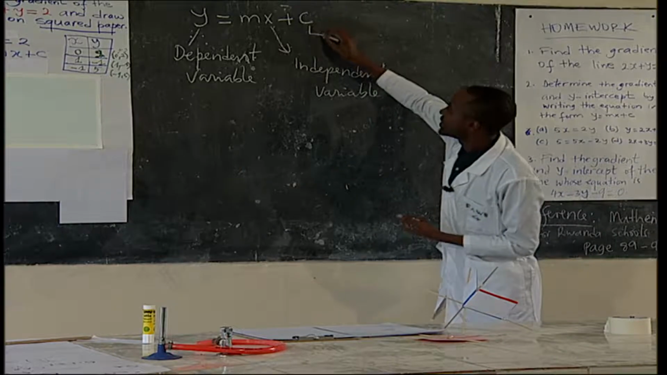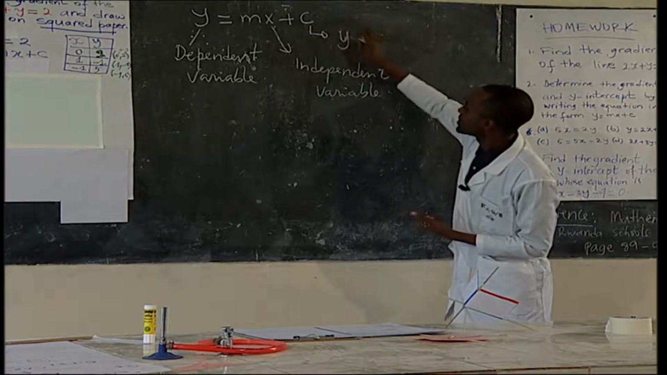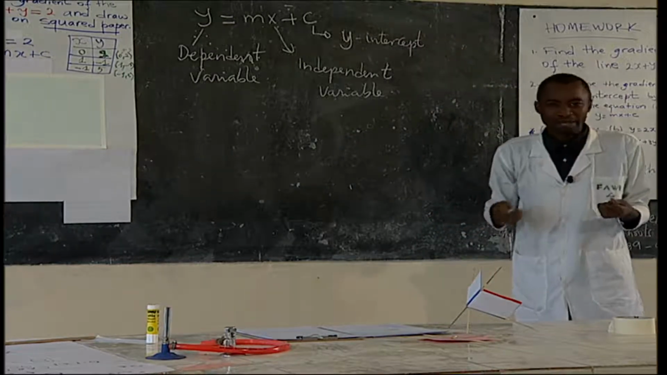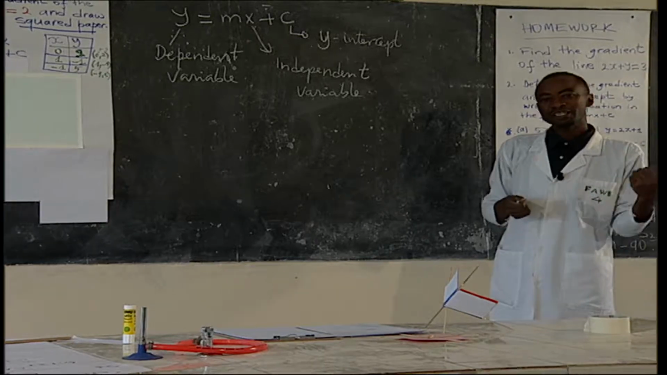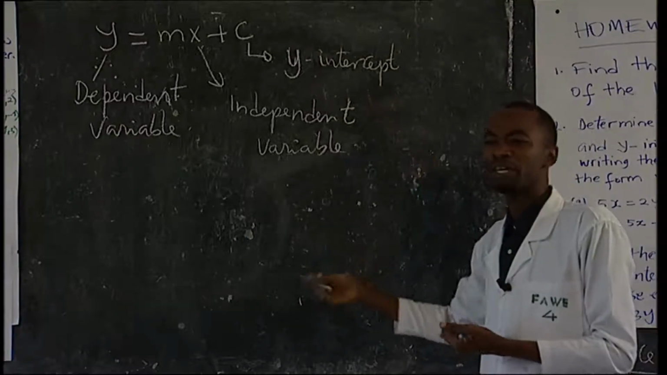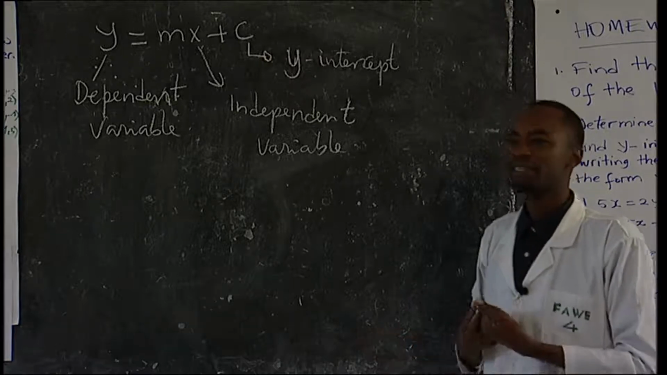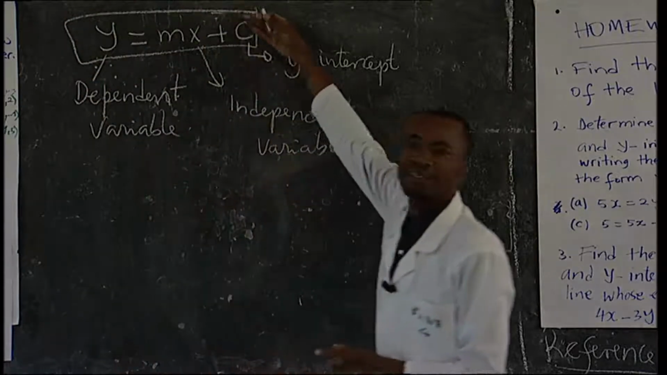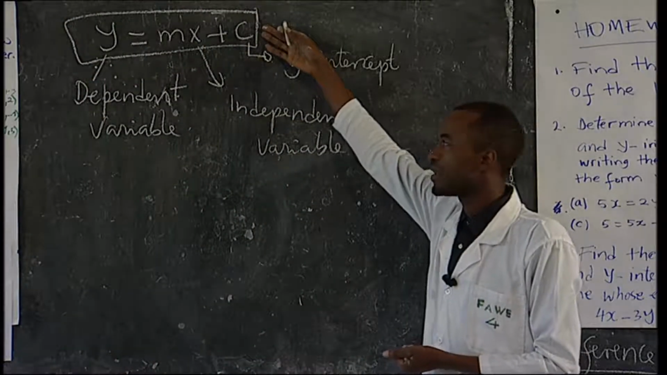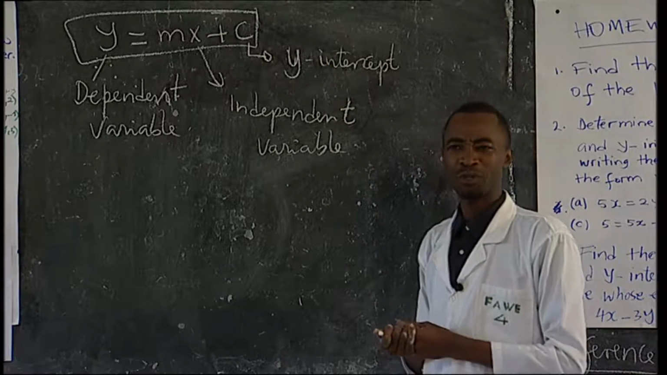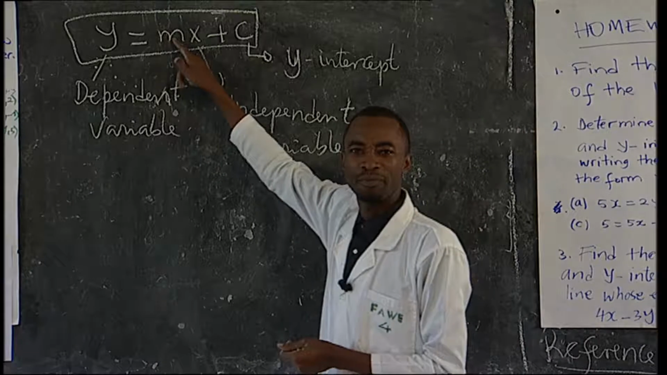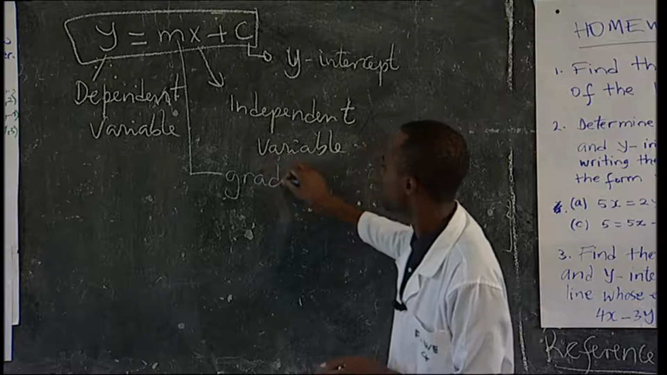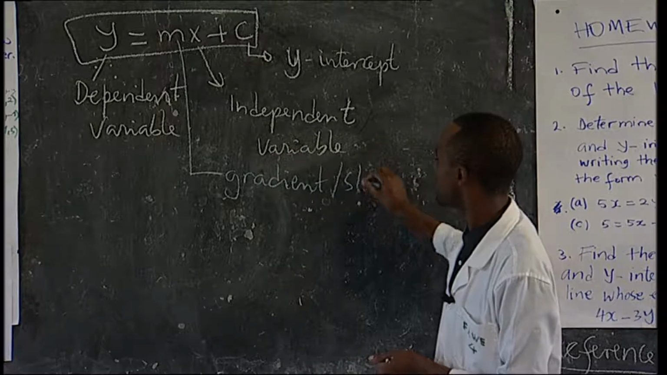How do we call this c? This c is called the y-intercept. It is called y-intercept, but it's not our concern today because later we will learn how we find the y-intercept and how we find the x-intercept. As you can see, this is the general form of a linear function. But there is one letter that I want you to remember. What about this m? This is very important because we call it a gradient, or a slope.